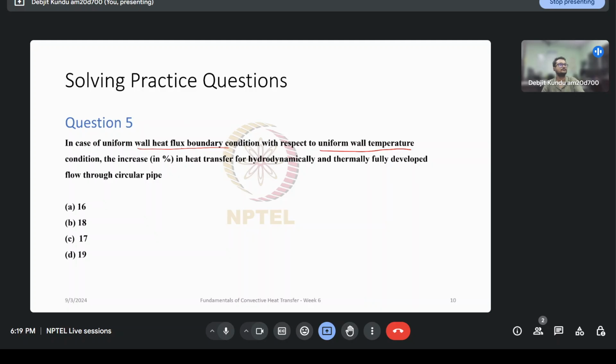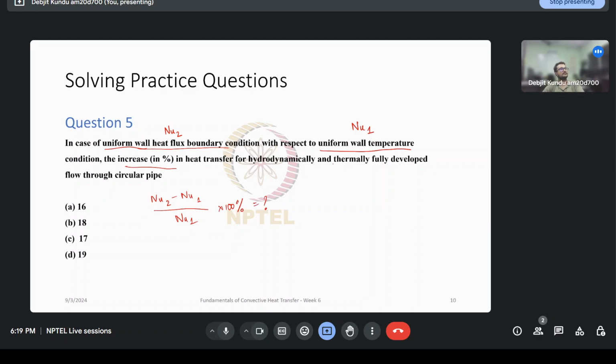So let's say I have two conditions. One is uniform wall heat flux. Let's call it Nusselt number 2. And since we are considering it with respect to uniform wall temperature condition, let's call it Nusselt number 1. So the number we are asking for is the difference, the percentage increase. So (Nusselt number 2 minus Nusselt number 1) by Nusselt number 1 into 100%. This is the number that we are looking at.